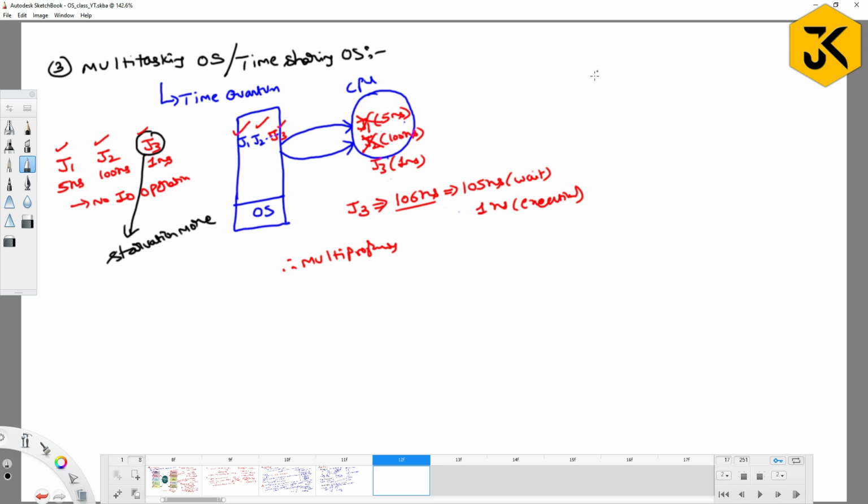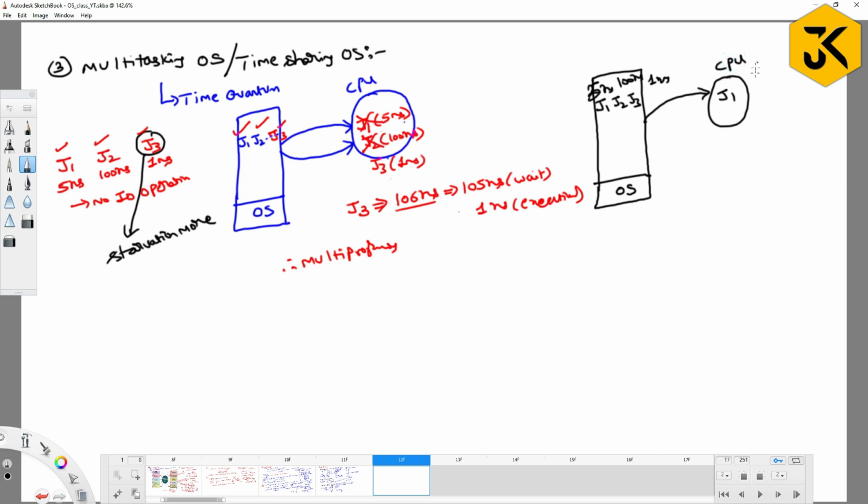So to overcome that, they came up with the time sharing operating system, where each and every process gets some time quantum. For example, J1, J2, J3. J1 requires 5 nanoseconds, J2 requires 100 nanoseconds, J3 requires 1 nanosecond. When the operating system loads J1 into the CPU, after 2 nanoseconds, assume that the time quantum is 2 nanoseconds. It can be any time.